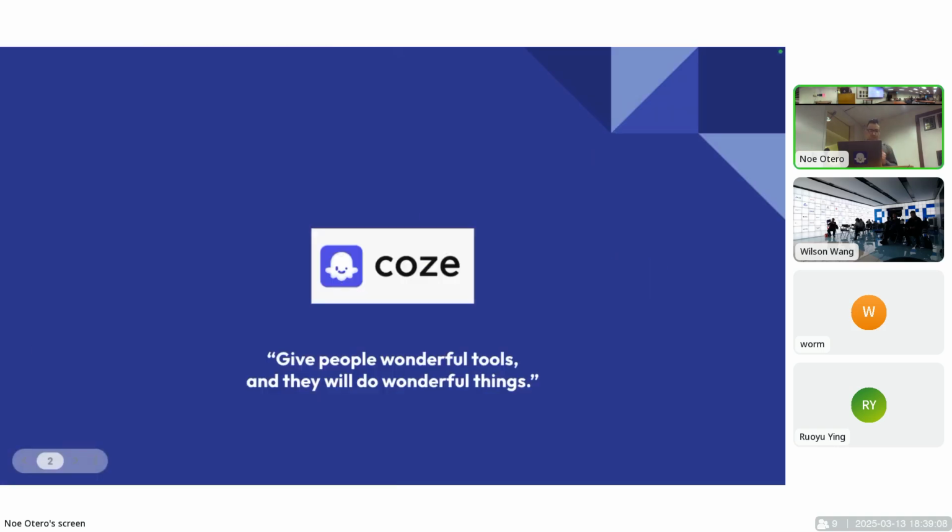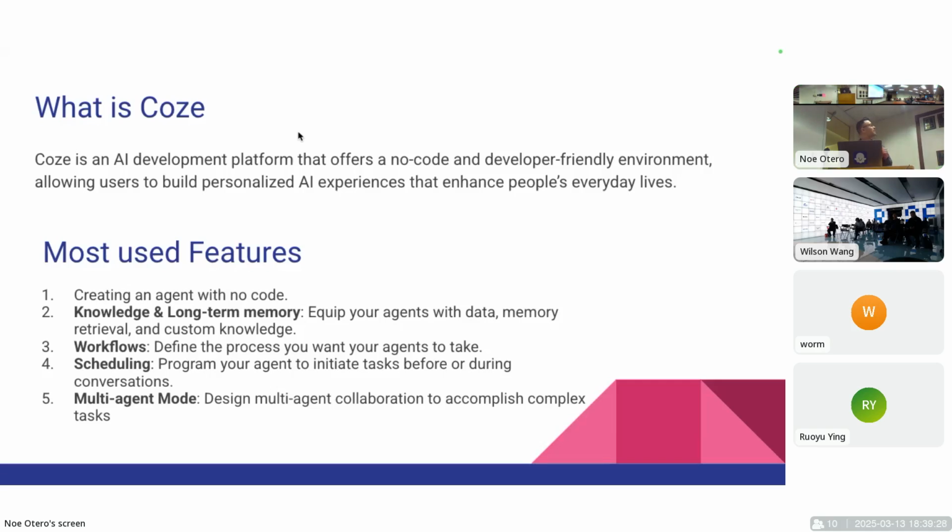So, straight to what COES is. COES is an AI development platform that offers a friendly environment for people who don't know how to code, who know a little bit of code, or who are full-on developers. So how does it work? The main features are that you can create an agent with no code. We have knowledge and long-term memory, workflows for more complex behavior, scheduling, where you can program your agent to initiate tasks before or during conversations, and multi-agent modes.